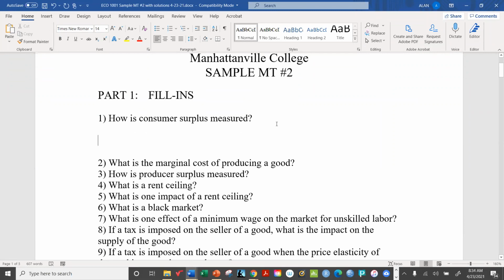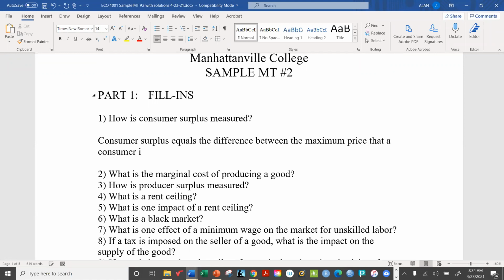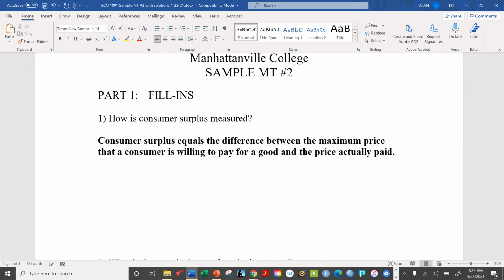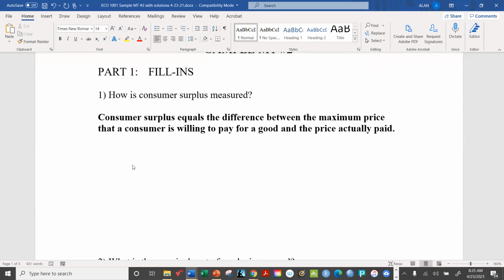Okay, so consumer surplus equals the difference between the maximum price that a consumer is willing to pay for a good and the price actually paid. Okay, so in other words, we often find ourselves able to buy a product for less than we are willing to pay for it. And so when that happens, we enjoy what's called consumer surplus. So in the graph, you might recall that we expressed it in the following way.